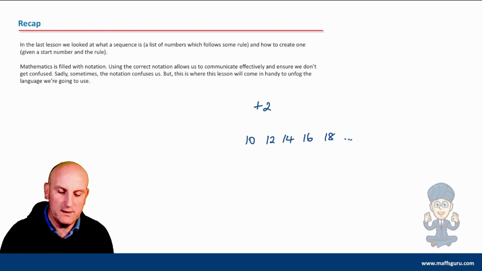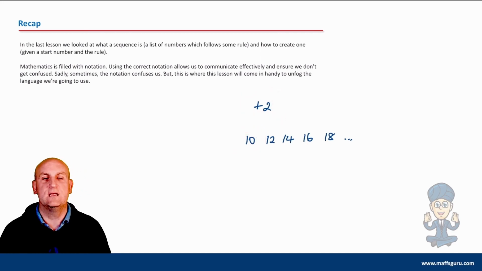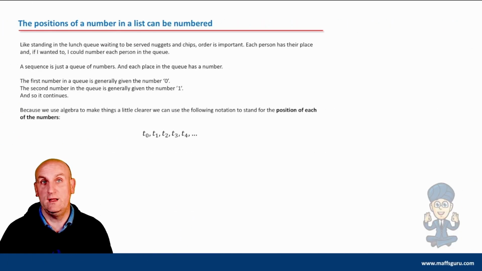So by knowing what my start number is and knowing what my rule is, I can create a sequence of numbers. And sequences can be multiplied and divided and added and subtracted and all sorts of things, right? Now, notation is going to become really important as we get through this course. And if you unfortunately stuff the notation up, we're going to be in all sorts of problems. So, the positions of a number in a list can be numbered. What on earth does that mean?